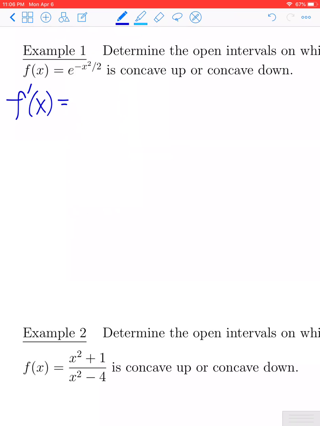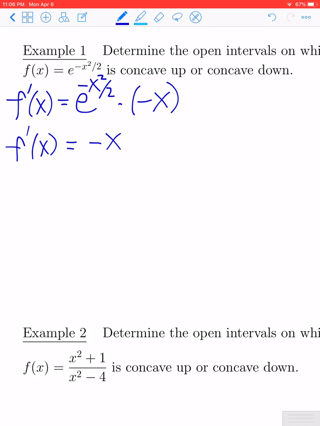Let's begin by finding f prime first. The derivative of e to the u is e to the u times u prime. So it's going to be e to the negative x squared divided by 2. From the chain rule, we need to multiply by the derivative of that exponent. The derivative of negative x squared divided by 2 is going to be negative x. So f prime of x is equal to negative x e to the negative x squared divided by 2.